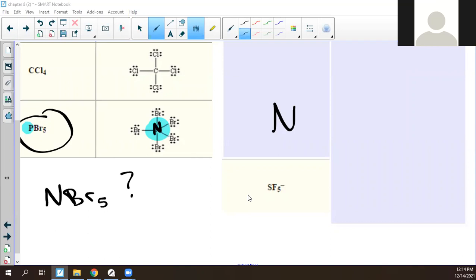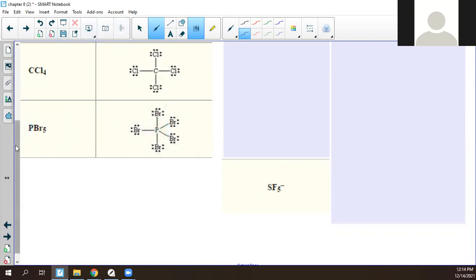Gotten so much out of this. Okay, so the answer would be this one would not work because nitrogen cannot expand its octet to the D level. You have to be on the row 3 or lower to be able to do that. All right. Next.